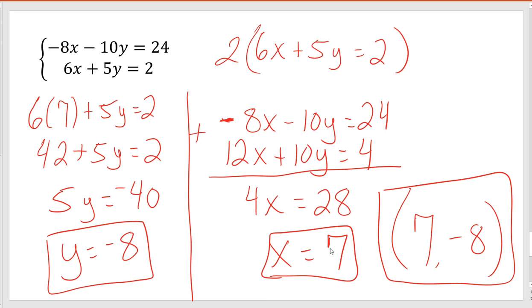I can take x equals 7, sub it into either equation. I subbed it into the bottom equation. I isolated y, and I get y equals negative 8. So 7, negative 8 is the solution.